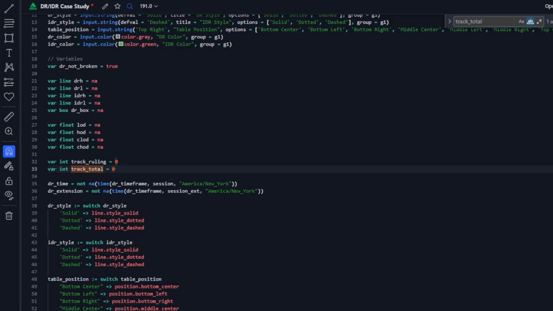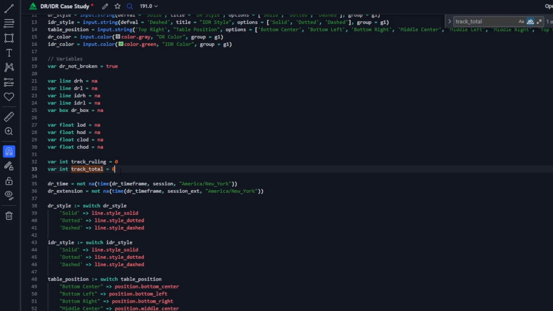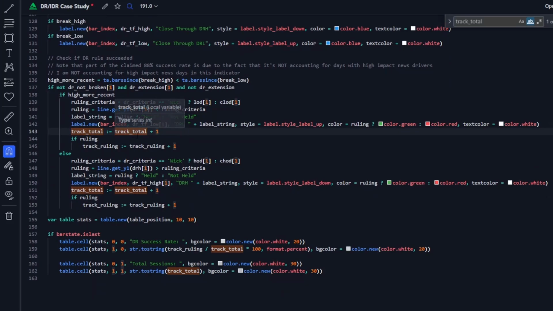Specifying this var keyword here just makes sure that this is only initiated once. Whereas if you had something like track total equals 0, then for every new bar on the chart, it's going to be rerunning this code and track total is going to be reset to 0. So you can't really track anything like that if it's just going to reset on you. But if you only initiate it once, then you'll be able to just increment it over time and it will not get reset unless you reset it manually. So I'm making track total equal to track total plus 1.